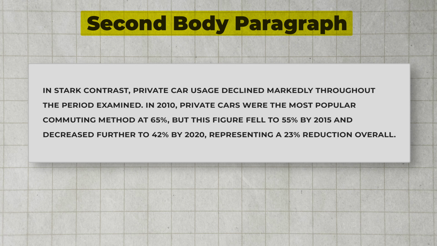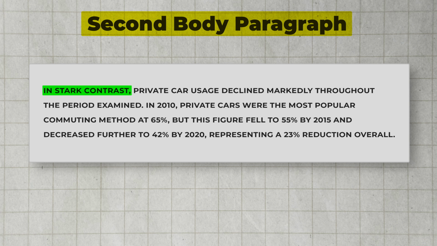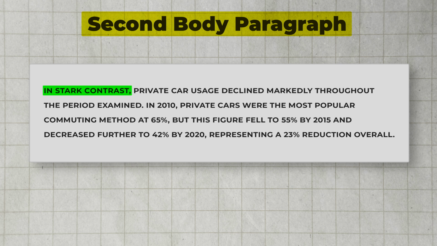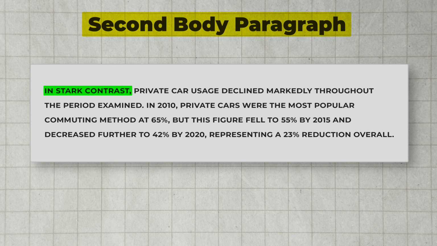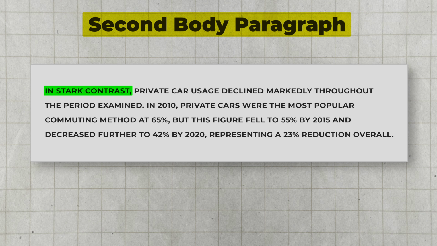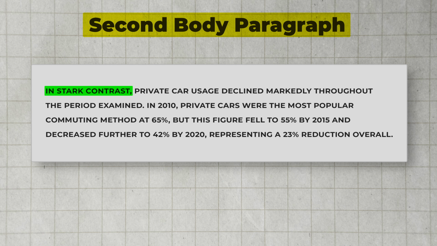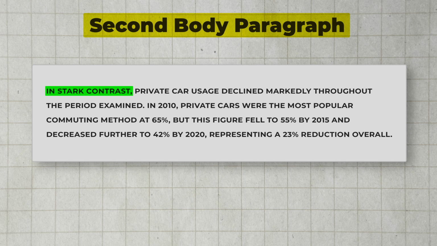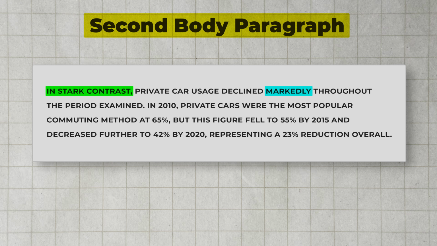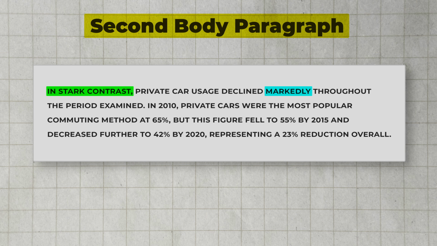Here I used a similar structure. First, I used a linker to nicely transition to my new paragraph by including "in stark contrast." I'm telling the reader that the paragraph is going to be about the opposite of the previous paragraph. Then I started with describing the trend of the private car category. Again, I used an adverb to show my vocabulary range. Then I moved on and provided more information and figures.